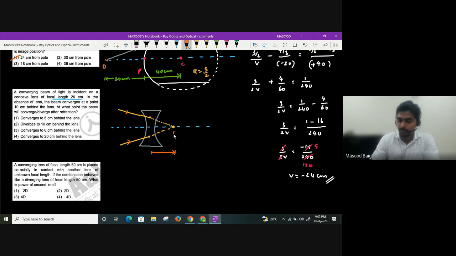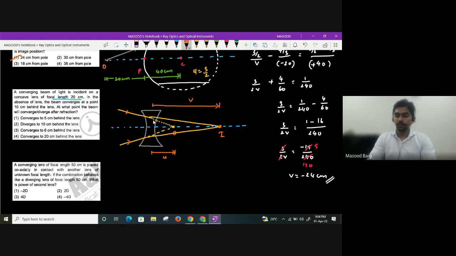It will be in front of the lens only, right? So this will be our virtual object. If it is a virtual object, which image will be formed? A real image is going to be formed. This will be your ray diagram. A real intersection is going to take place somewhere over here. So from here to here we have image distance, and this is our object distance.